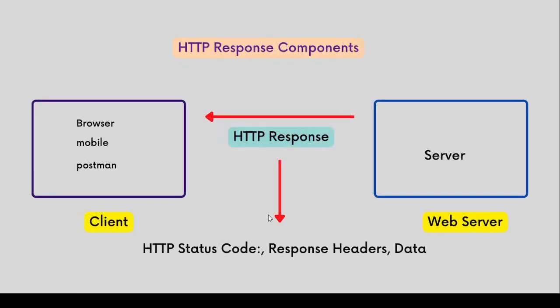And if we are talking about the HTTP response components, whenever we are getting something from the server, it is called an HTTP response. And a response also consists of the following components. The first component is the HTTP status code, second is the response header, and last one is data. Every response must have a status code. It can have one or more headers, and every response must return data.